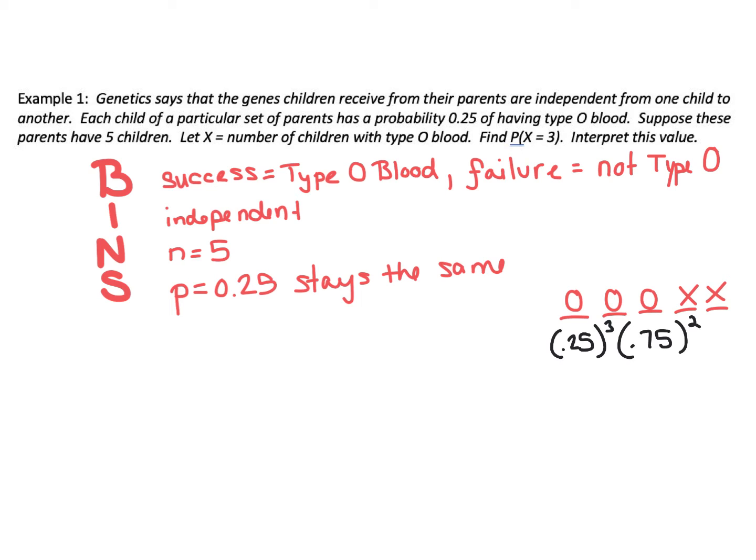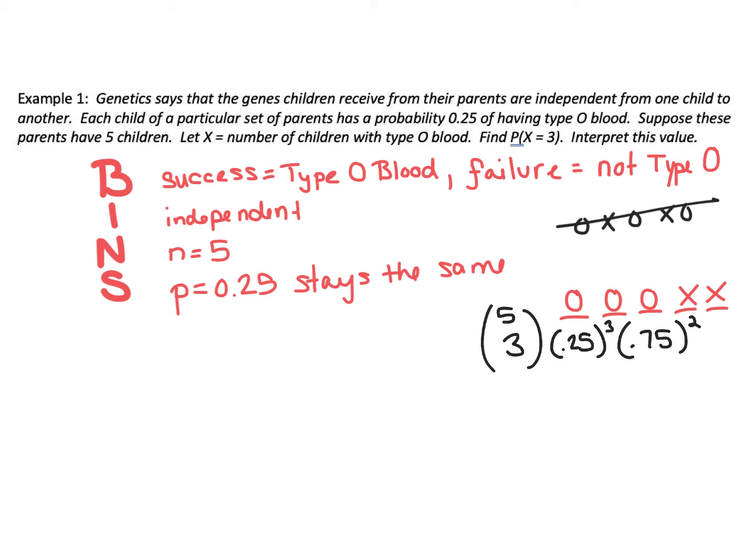I could have it where the firstborn child would be type O, the second-born was not, the third was, etc. So there's a lot of different combinations. So what I'm going to have to do here is multiply it by the number of combinations. Well, combinations from 5, choosing 3 kids.